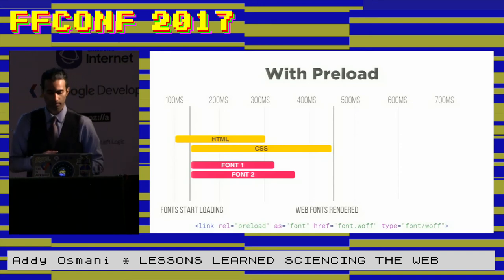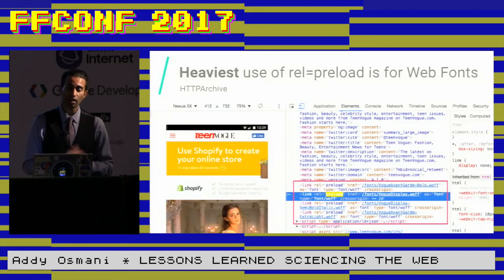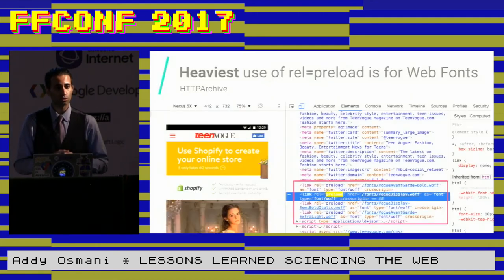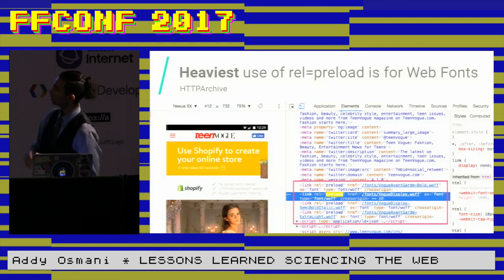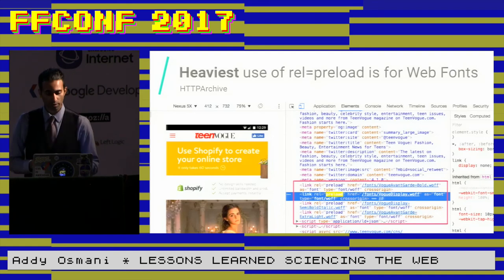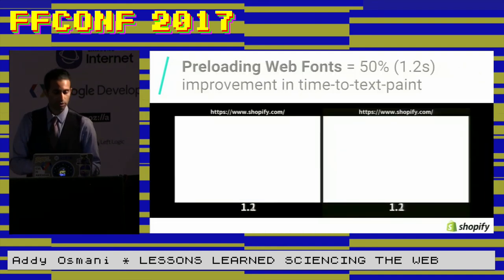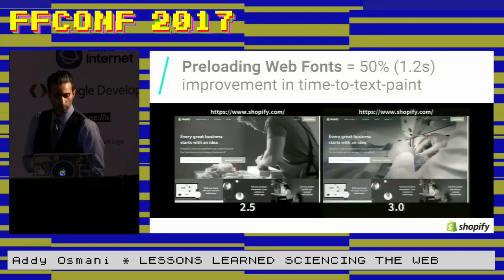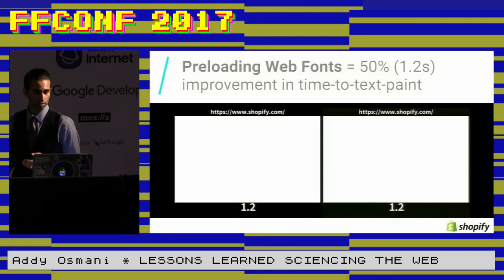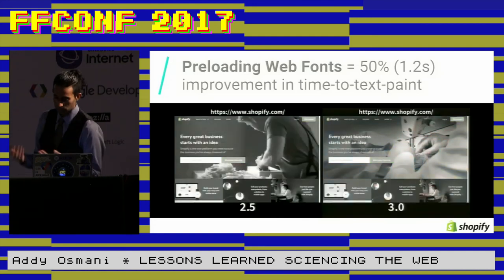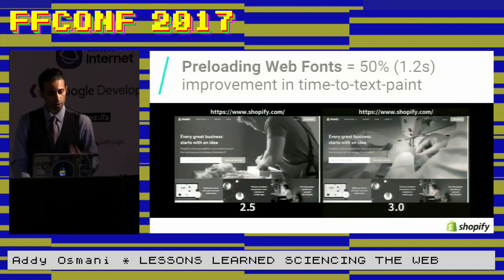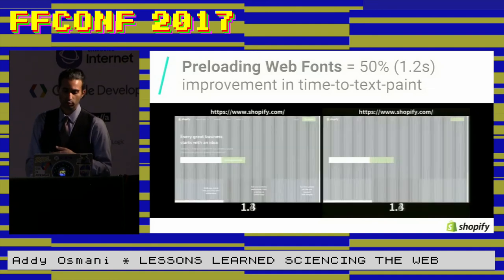Now, digging into HTTP Archive, we discovered that, in fact, link rel preload is most heavily used for preloading web fonts. This is Teen Vogue. They're using preload for their custom Vogue display font. We're able to discover that Shopify is also using preload for their web fonts. They were able to get a 50% improvement in time to text paint by taking advantage of this, which was good for their users. And so consider preload for your web fonts if they're a heavy part of your experience.